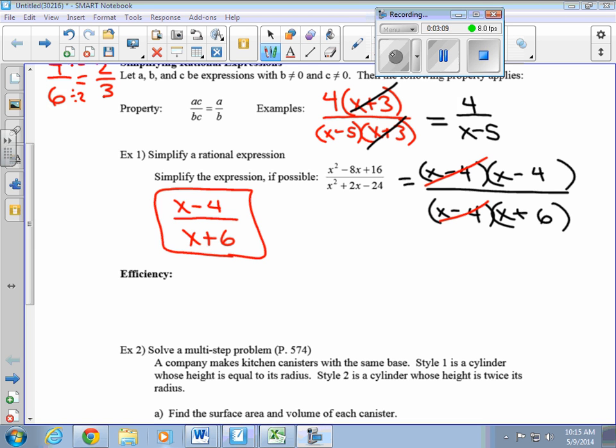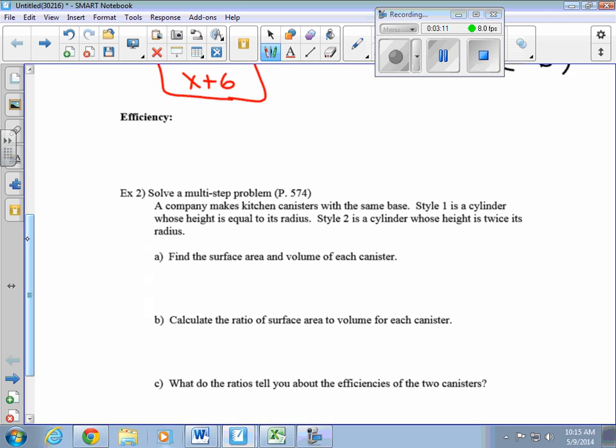The next thing we're going to talk about is efficiency. If you look in your book on page 574, it says efficiency is where manufacturers often package their products in a way that uses the least amount of packaging material. One measure of the efficiency of a package is the ratio, again ratio means fraction, of its surface area to its volume. The smaller the ratio, the more efficient the package.